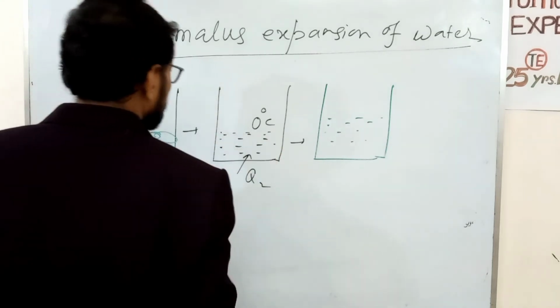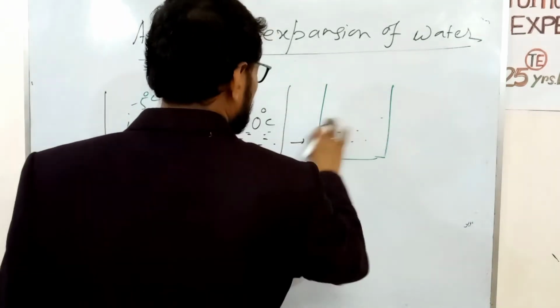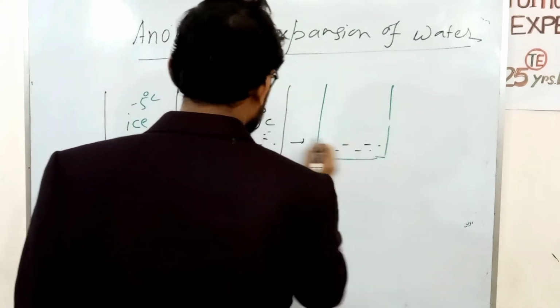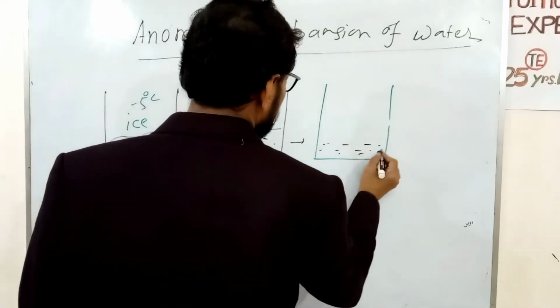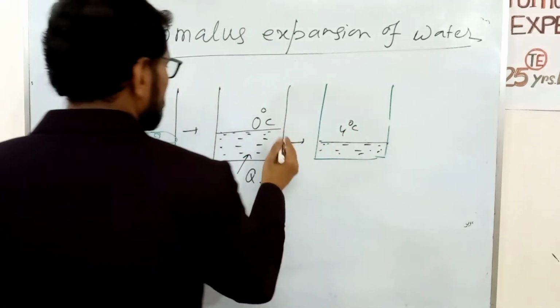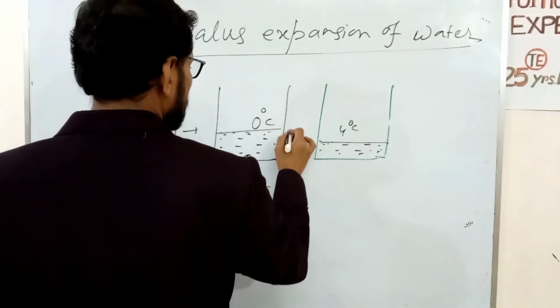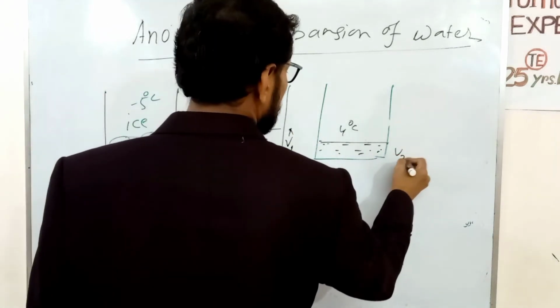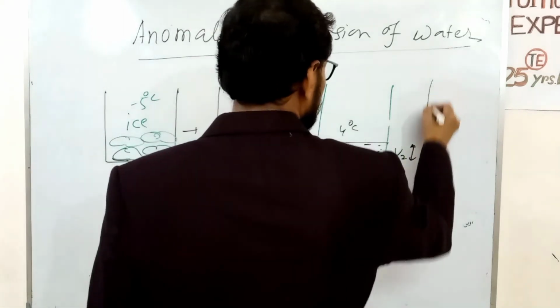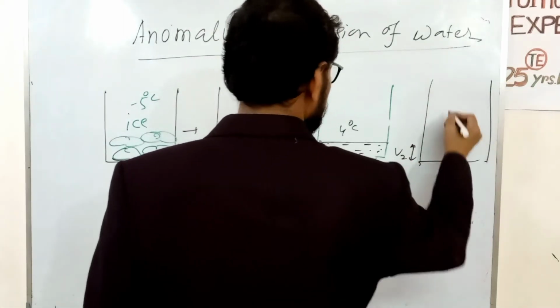From 0 to 4 degrees, the volume decreases. Suppose the volume is up to this, and the volume decreases up to this at 4 degree centigrade. So this is V1, this is V2. And when heat is supplied further, at V3, it rises again.